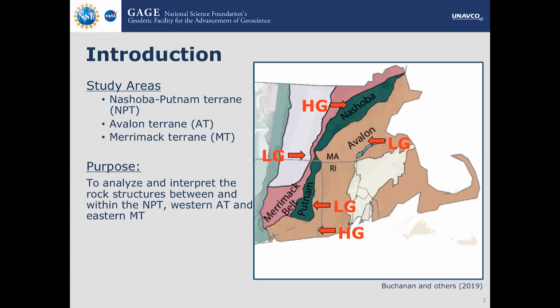It was already understood that there was high-grade metamorphism in the Neshoba terrain as well as the southern Avalon terrain, but in the surrounding terrains it was low-grade. So we weren't sure why that was so, and we wanted to analyze and interpret the rock structures in the terrains within and around the terrains.